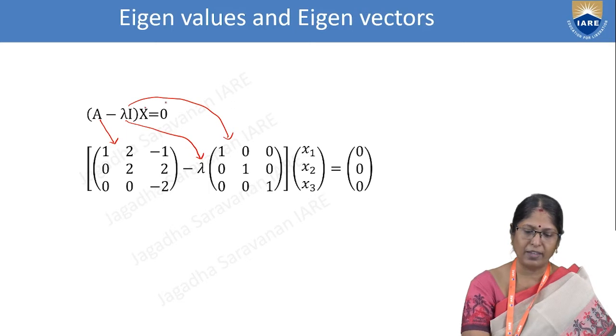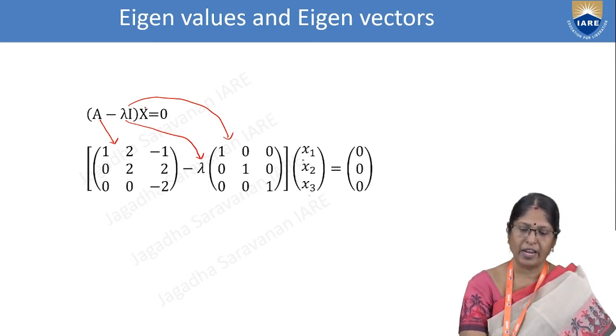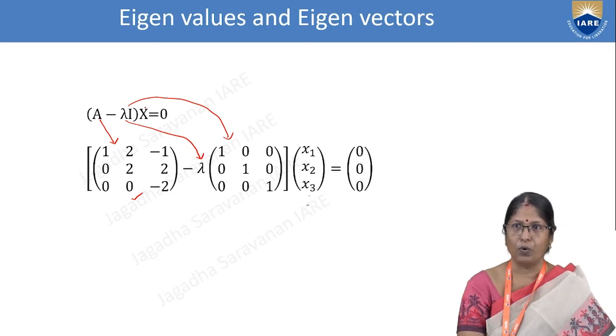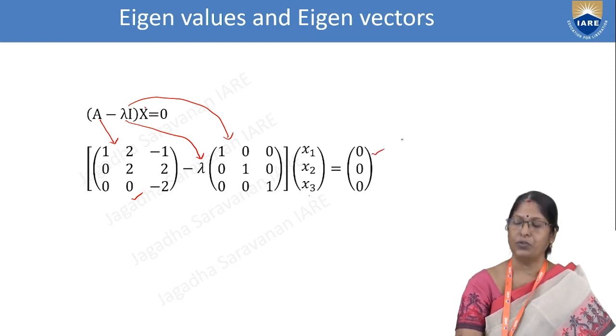Then X is the eigenvector, x1, x2, x3. Why is it not written x4? Because the given question is a 3 by 3 matrix. That is the reason x1, x2, x3 are taken. Suppose it is a 4 by 4 matrix, we will extend to x4. If it is a 2 by 2 matrix, we will write x1 and x2 equal to the 0 vector.